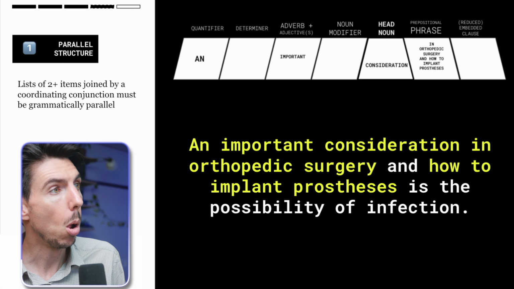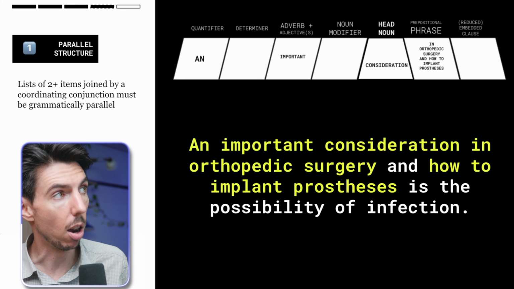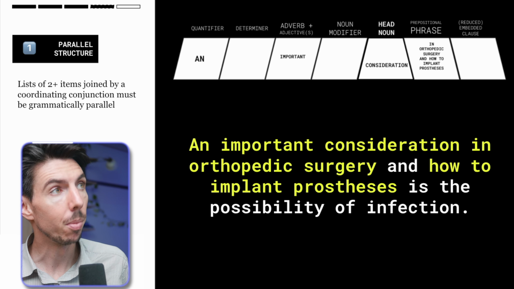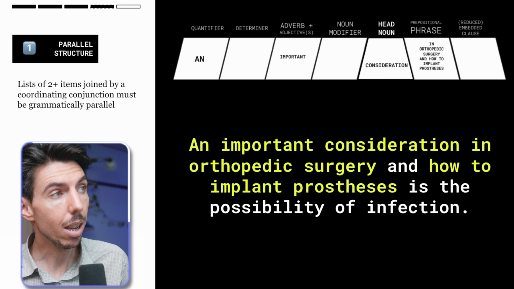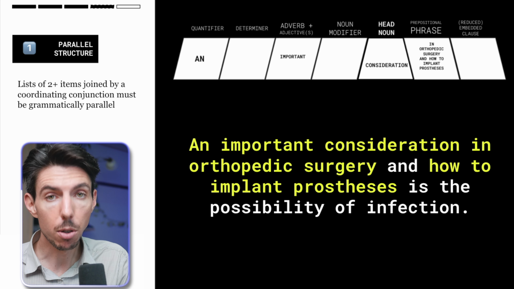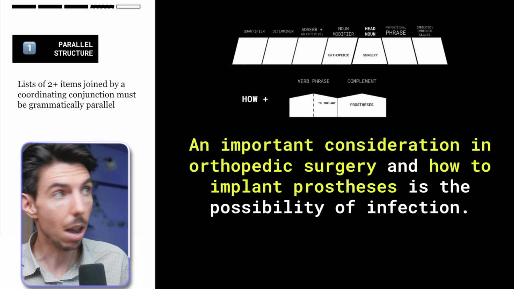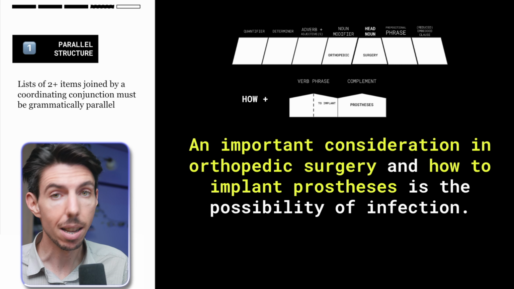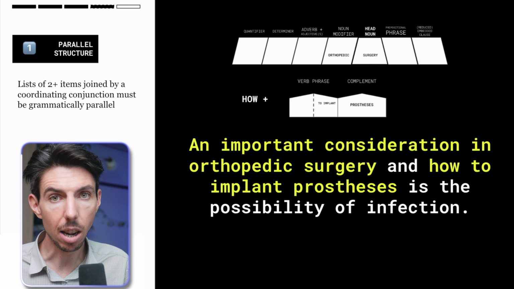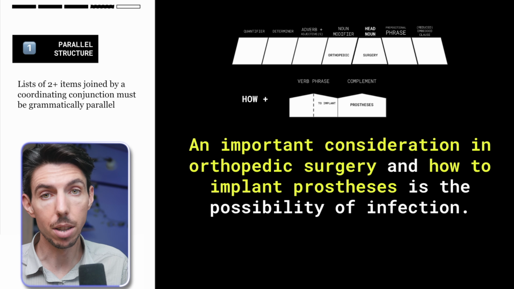So if we look at the list here, we have an important consideration in orthopedic surgery and how to implant prosthesis is the possibility of infection. So if we look at the noun phrase structure up here, this is going to be in the subject position. We have an important consideration in orthopedic surgery and how to implant prosthesis. We have and, so we have 2 items in this list, but we see they're not grammatically parallel. Orthopedic surgery is a noun phrase, and how to implant prosthesis is a noun clause. We'll deal with noun clauses later, but it's really easy to see here that one of them has a verb in it, and the other one is just a simple noun phrase.